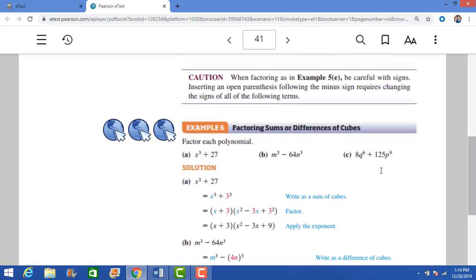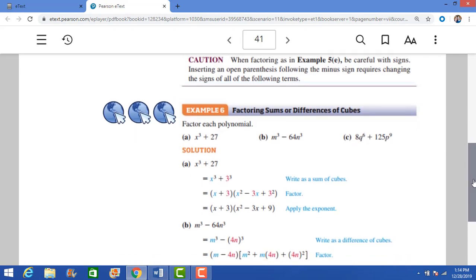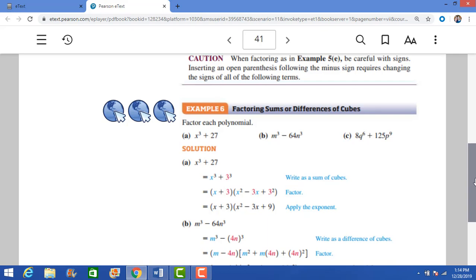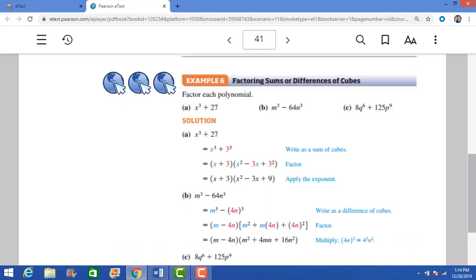And again, all we have to do is know our a and our b. So a is m, b is 4n, and so it becomes a minus b times the quantity a squared plus ab, so m times 4n, and then b squared. And so again, just make sure you have the minuses and pluses in the right order. Okay, and then you simplify. And this is the final answer.